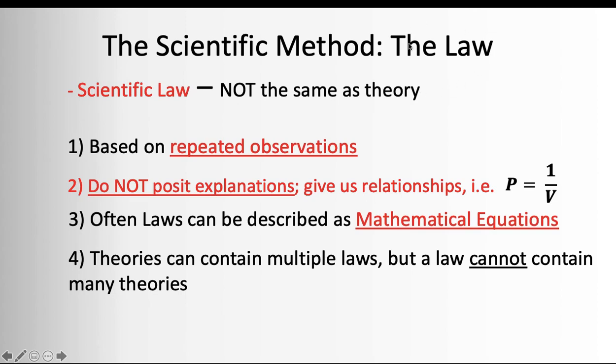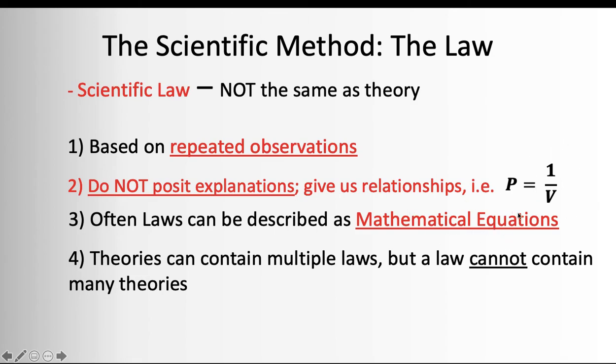So what is the law then? What is the difference between the law and theory? The law is based on repeated observations. They do not give us explanations of those observations, but they give us a relationship. So the law is a mathematical relationship. That's what it is. Whereas a theory, it's a general model that tries to explain why we see these relationships.